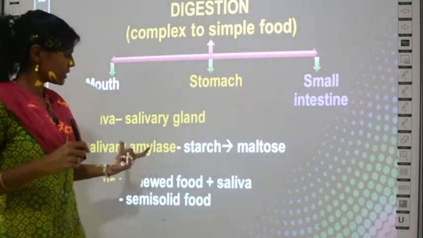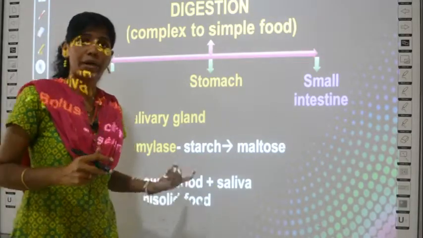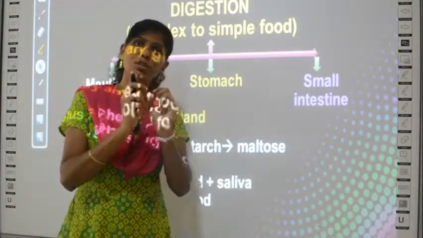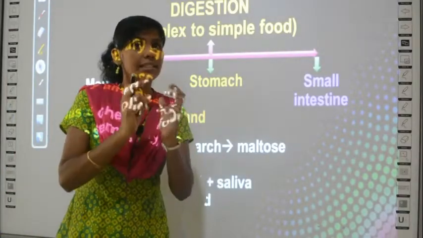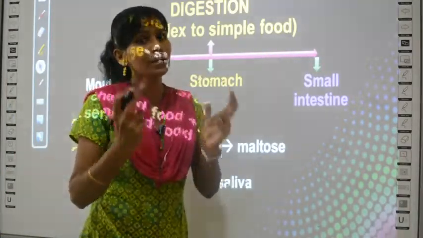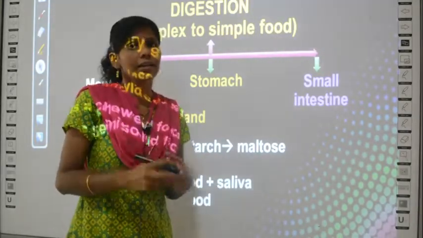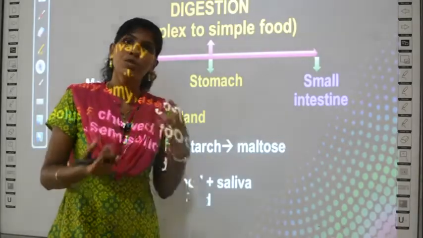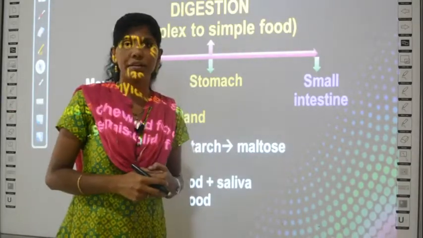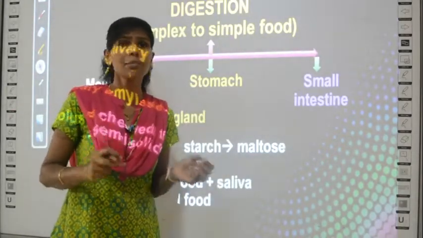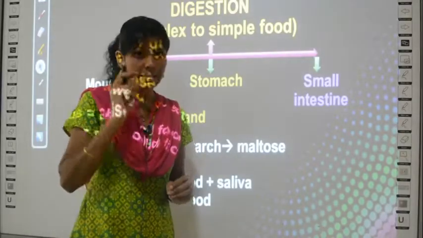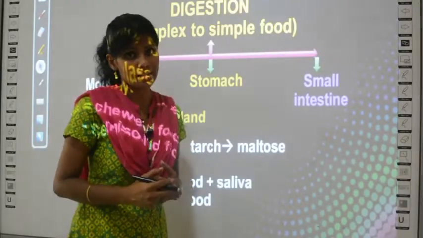What is the function of this salivary amylase? This will break bigger food particles into smaller food particles. Okay, salivary amylase can break bigger food particles into smaller food particles. But keep in mind that amylase is an enzyme which can act only on carbohydrates. Though it is an enzyme, it cannot break any food particle. It can break only carbohydrates.